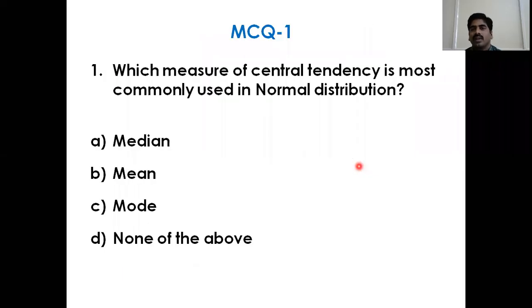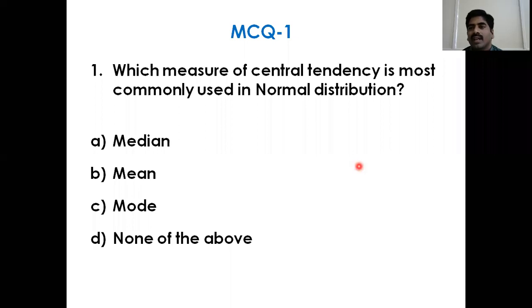Next, MCQ. Please write an answer on paper and send through WhatsApp. I've given already my phone number. I'm telling you again, my phone number: 90149 26669. This is the first MCQ.